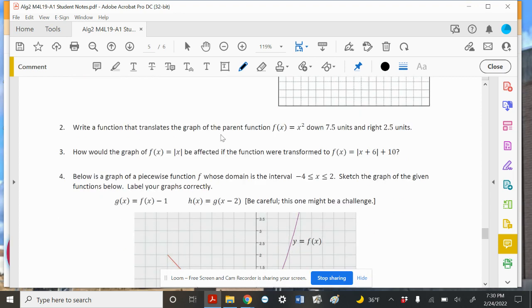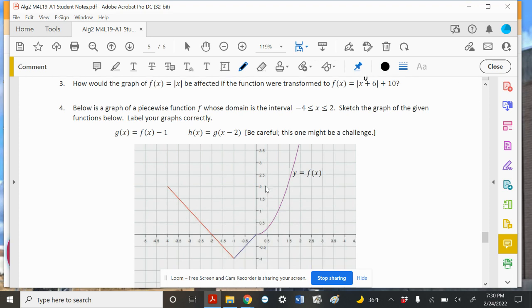Okay, write a function that translates the graph down 7.5 and right 2.5. Of course, if it goes to the right, we have to remember that, so we're going to use g of x. So if it goes to the right, it goes inside, and of course to the right is positive, therefore it's negative. Remember that right and left are always the opposite. And then down 7.5, so it's going to look like that. What does this function do? It causes it to go up 10, and in the negative direction 6, to the left 6.